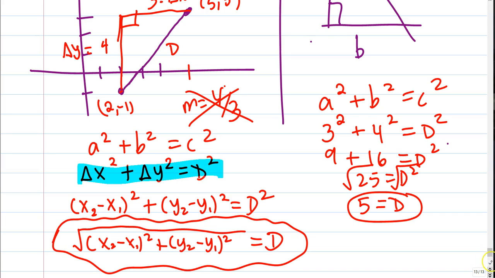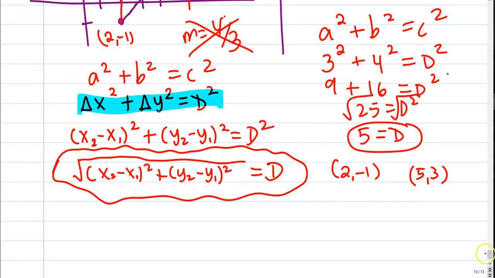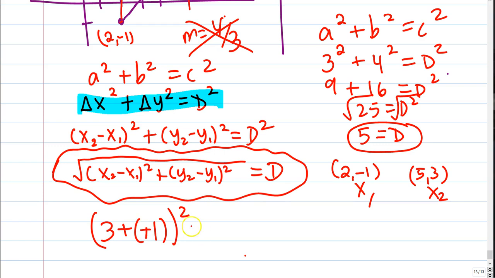So you got some choices. I could sit there and take these 2 points. What were they? 2, -1 and 5, 3. And go, okay, change in the x, x2 minus x1. 3 minus a -1 squared. Now you have to be careful. You have to recognize this becomes 3 plus 1, plus y2 minus y1, 5 minus 2.